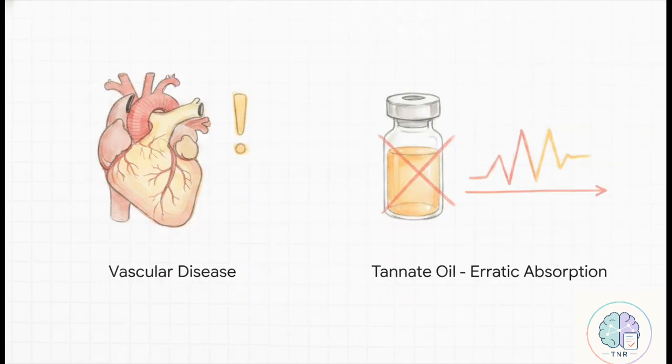Speaking of pitressin, there are a couple of strict contraindications you need to memorize. Because it's an aqueous solution of 8-arginine vasopressin, you have to use it with extreme caution in patients with vascular disease, especially anyone with coronary artery issues. Also, you should completely avoid the tannin oil suspension variant of this drug. Its absorption is erratic and its duration is highly variable, so it's just not reliable enough for clinical use.